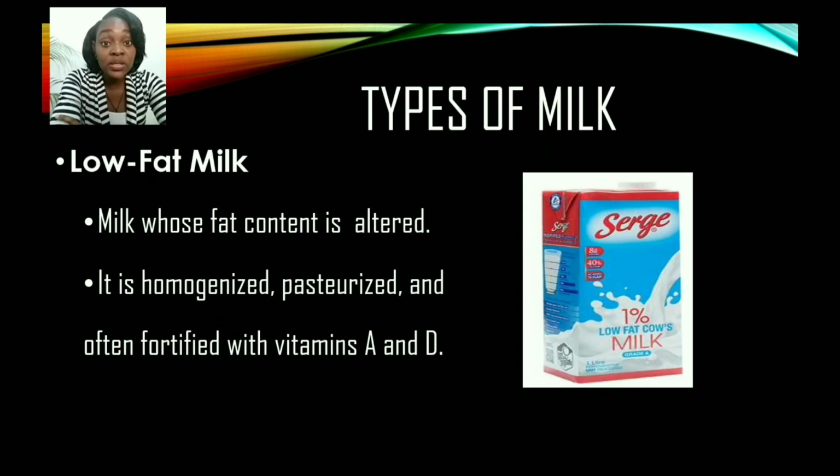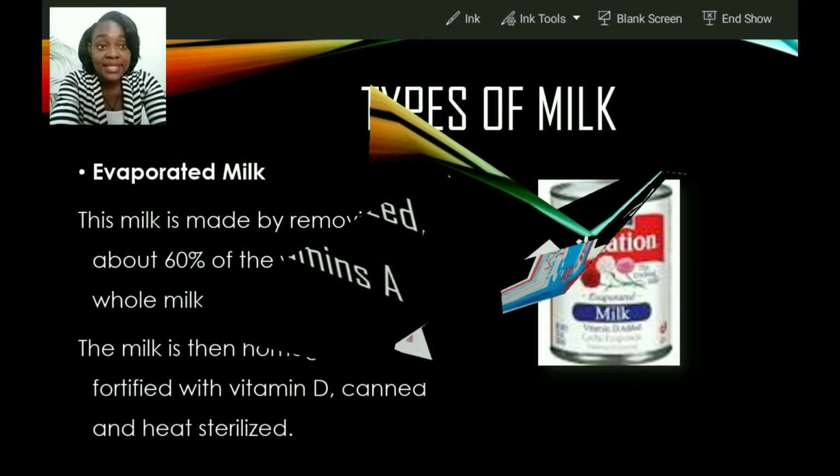Now, there's also low-fat milk, and this one refers to milk whose fat content is altered, right? So some of the fat is removed in low-fat milk. There's also skimmed milk. Skimmed milk refers to milk from which all the fat content has been removed. Now, low-fat milk is also homogenized, pasteurized, and fortified with vitamins A and D.